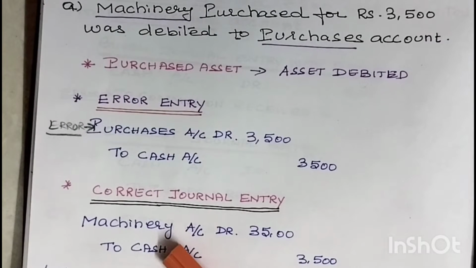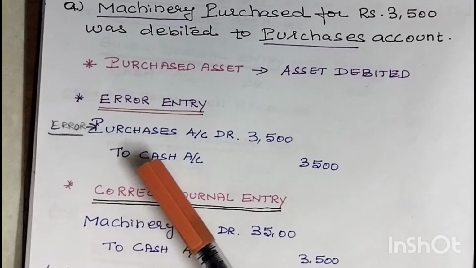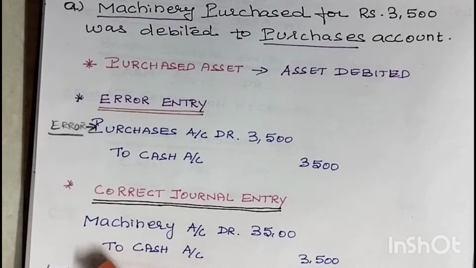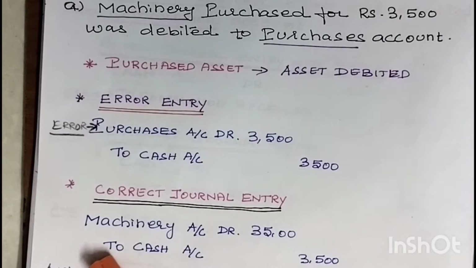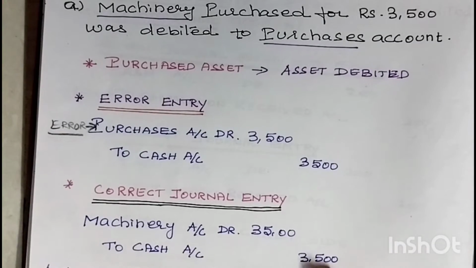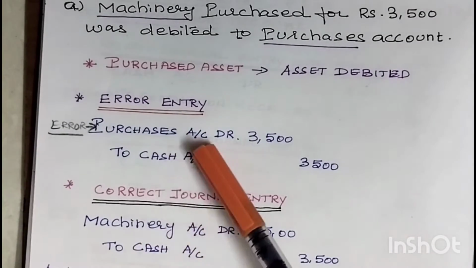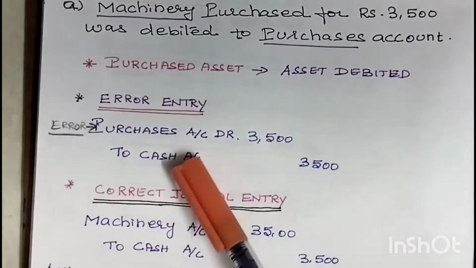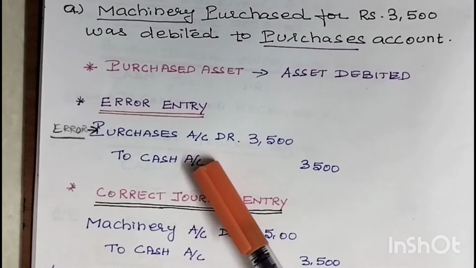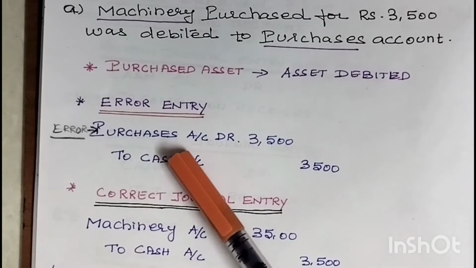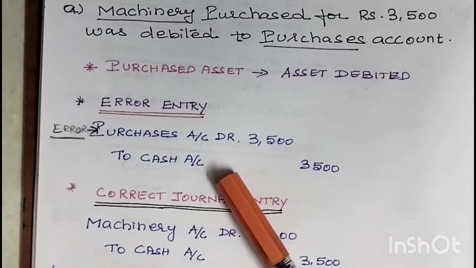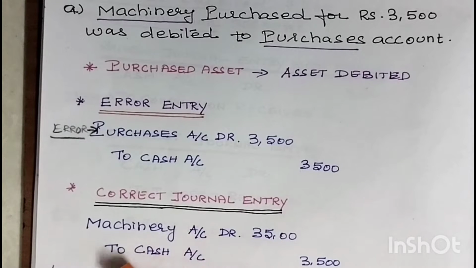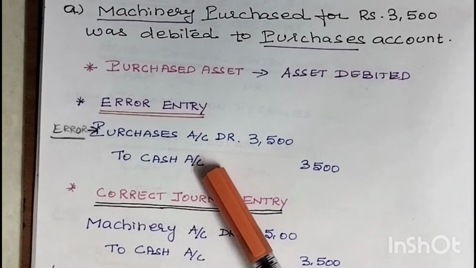Let's see. First take the credit side. What is on the credit side? They have given here to cash account 3,500. In the correct journal entry also, to cash account 3,500. So cash account is to be credited. The name of the account on the credit side is the same, that is cash account. So there is no error on the credit side.